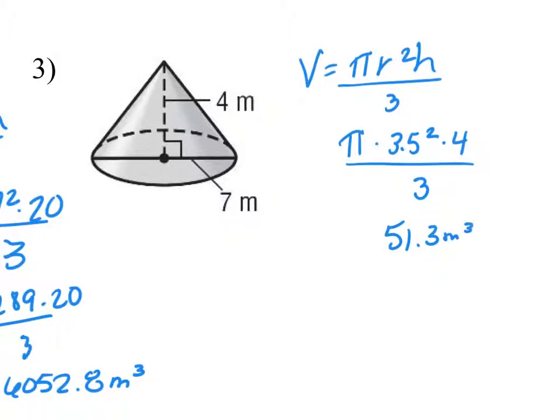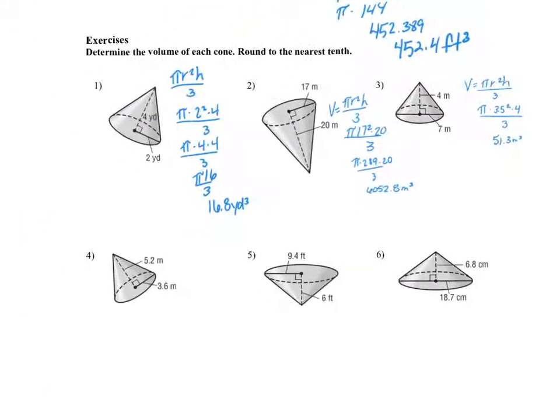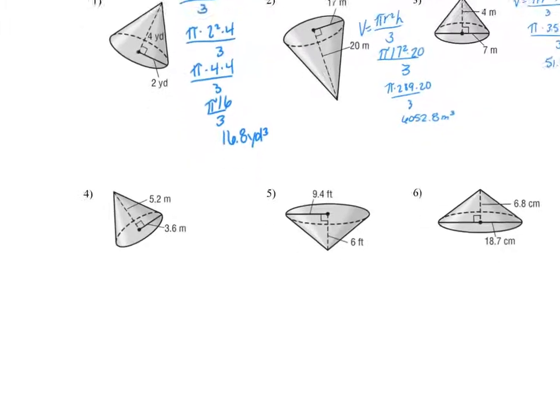Okay, so the notes are pretty straightforward. You get the formula, you plug it in, kind of like yesterday. You're just going to divide by 3 because it's a cone. Remember, a cone is a third of the volume of a cylinder. Same thing with a pyramid. A pyramid is a third the volume of a rectangle. If it's a rectangular pyramid, it's a third the volume of a rectangular prism. So we need to think about that.